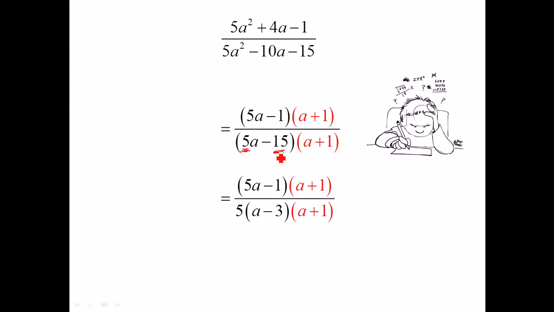And now it's fully factored. So once it's fully factored, these cancel out. And what we're left with is (5a minus 1) over 5 times (a minus 3). Now notice there's nothing else to be factored when we're totally done with it. So that's the whole idea behind it.